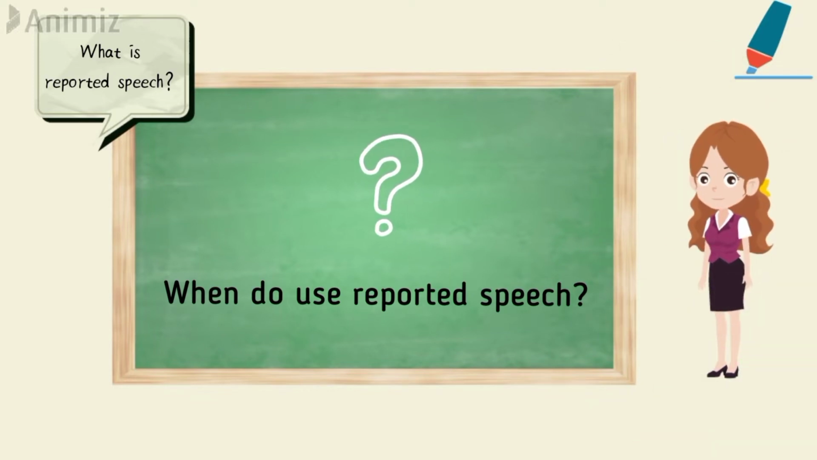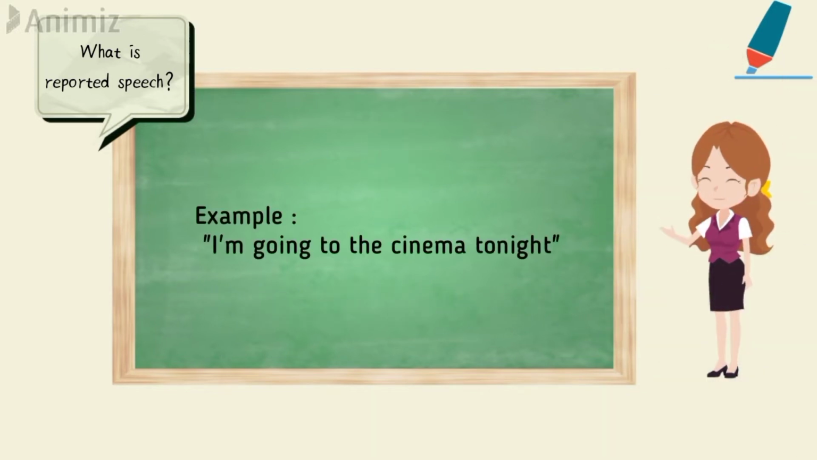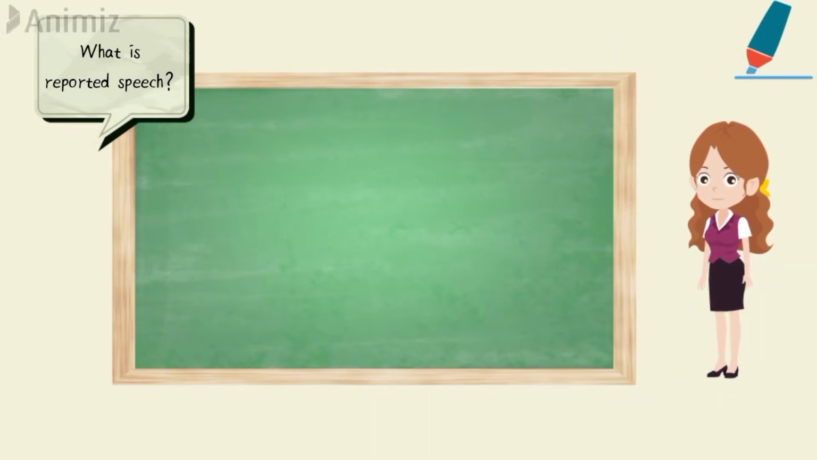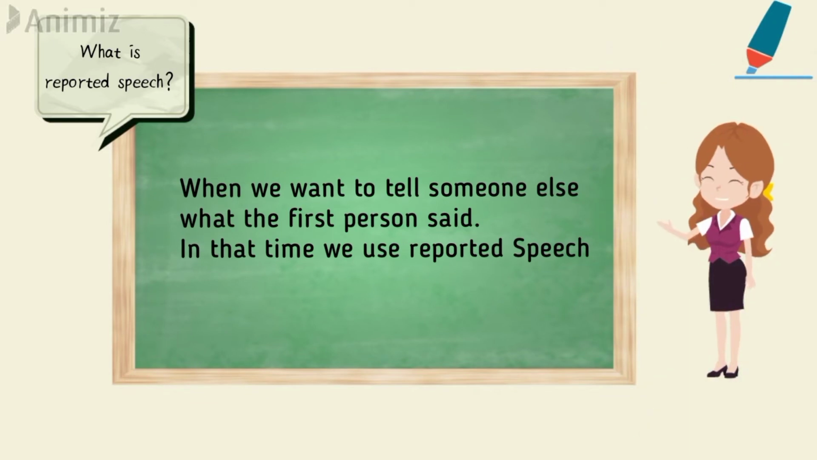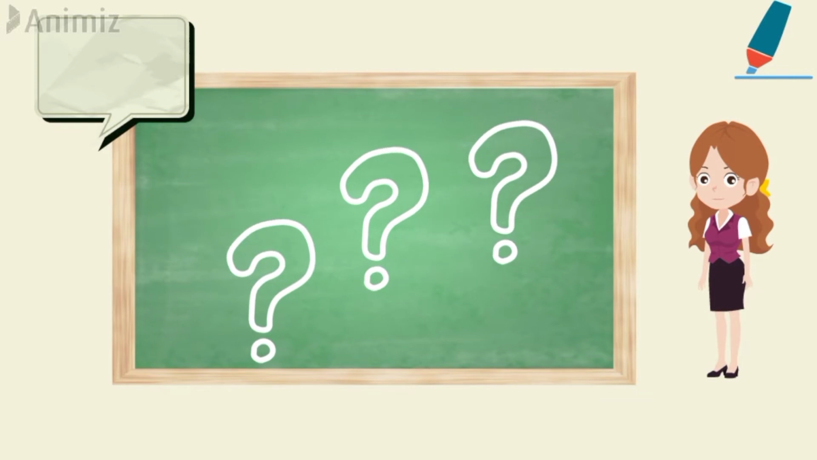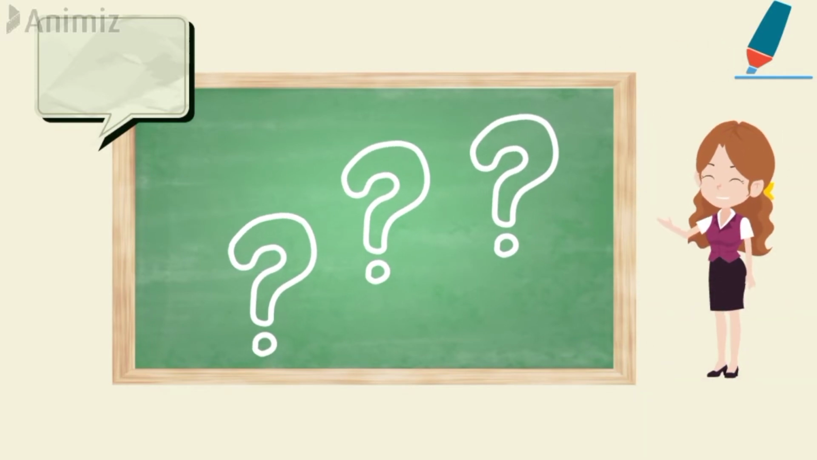When do we use reported speech? Sometimes someone says a sentence, for example, "I'm going to the cinema tonight." Later, maybe we want to tell someone else what the first person said. At that time, we use reported speech. So, what is reported speech?